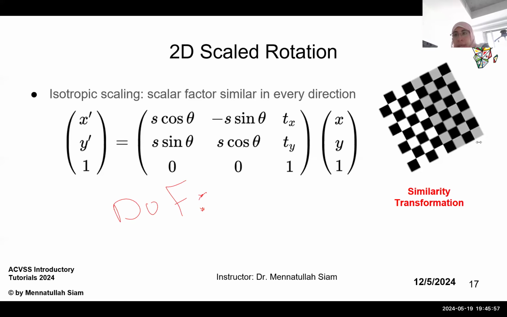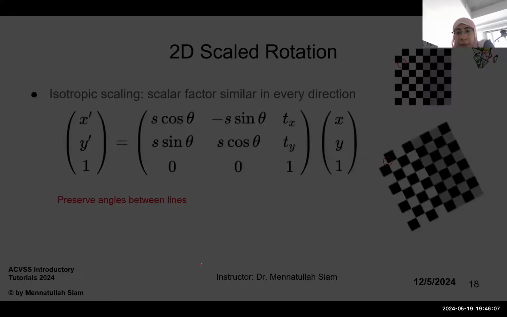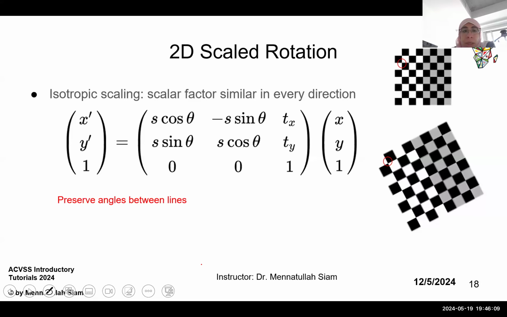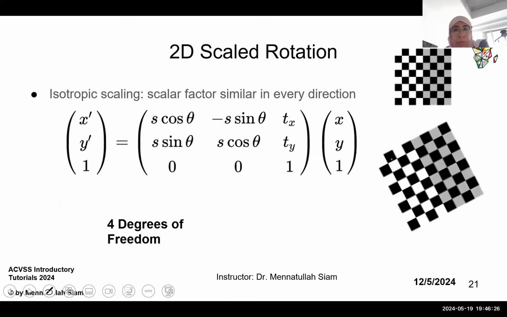So it's 4, and assuming that these are like the S, theta, Tx, and Ty. Exactly. So we have 4 degrees of freedom in a similarity transformation, and you will see it preserves the angles. So this is, for example, perpendicular. It will still be perpendicular. Nothing changes. It preserves parallelism. So things that are parallel in the origin after the transformation, they stay parallel. And we thought, yes, it's 4 DOF.